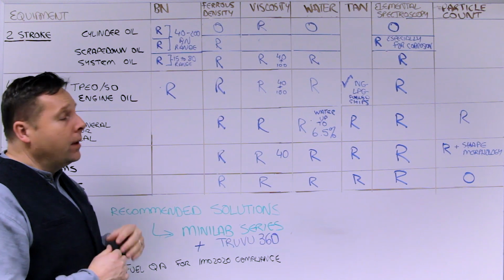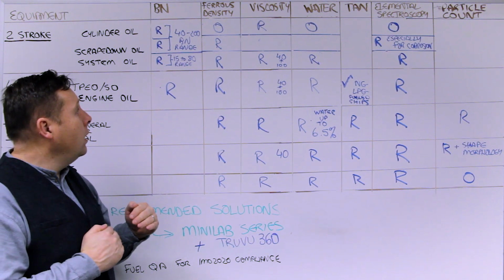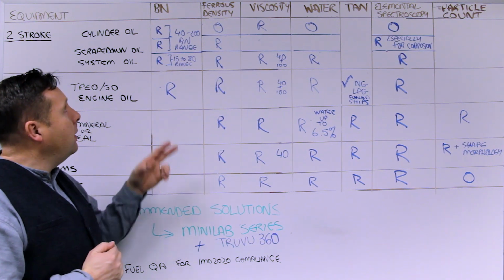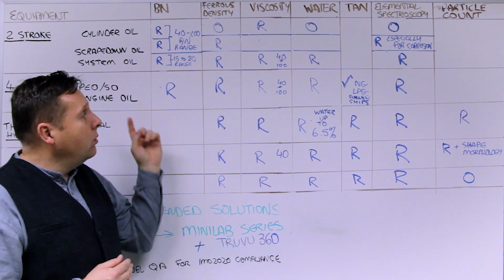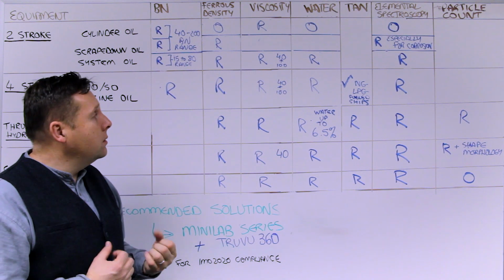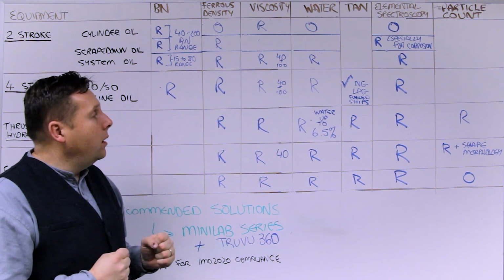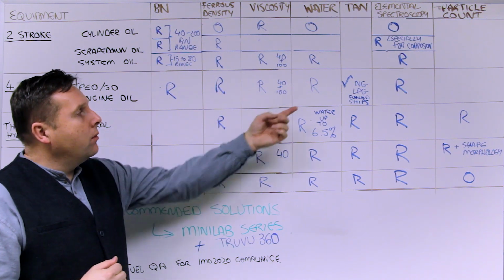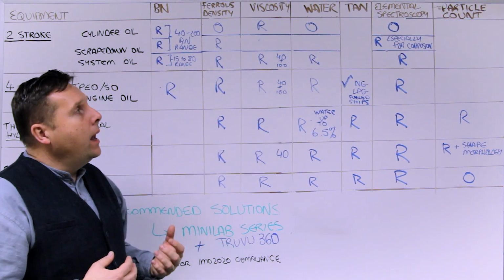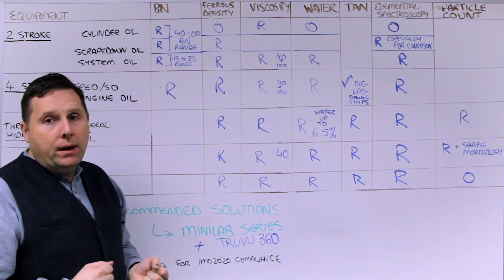In the case of regular four-stroke engine oil, the basic tests we always recommend are base number, also ferrous density and viscosity. Those key tests are very important. They give you a first check. They can be done easily on board. In addition to that, we always recommend you do the water content, as well as the elemental spectroscopy.